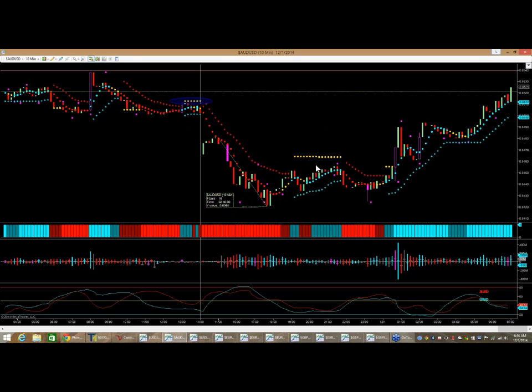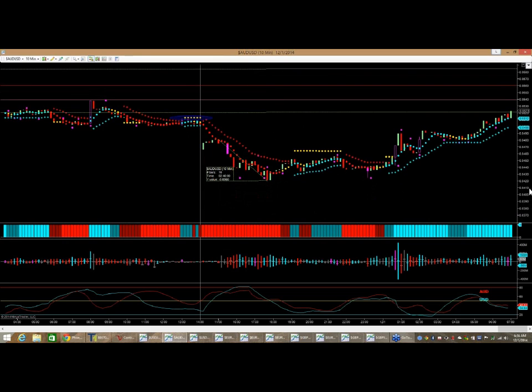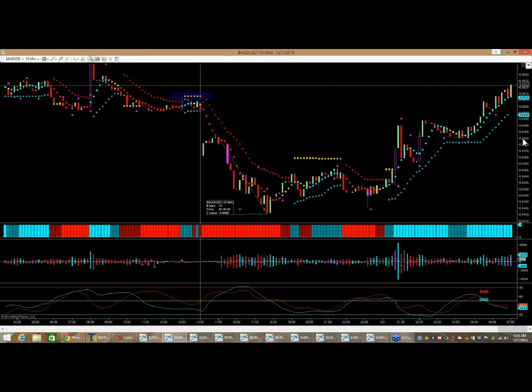A 60 pip drop from here to here, that means that this is a 100 pip move to the upside. Would I have taken this trade when it was here? Not really. Why? Because I couldn't identify a previous level there. So if I couldn't identify a previous level, then I'm not taking it. But as soon as it ran right through this and this started to form, that means there was momentum and volume buildup coming in.